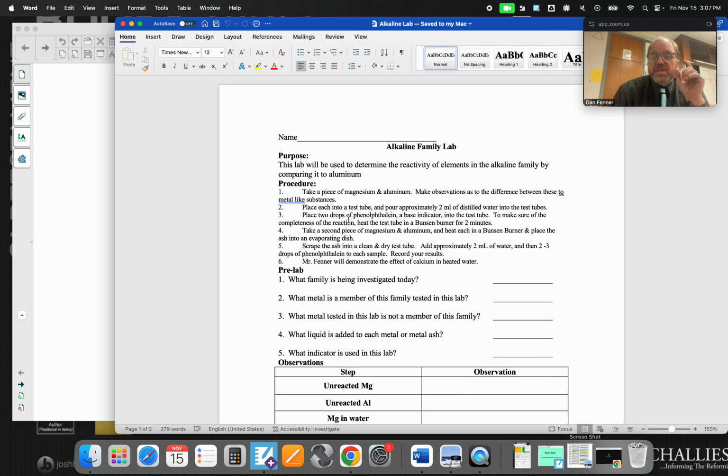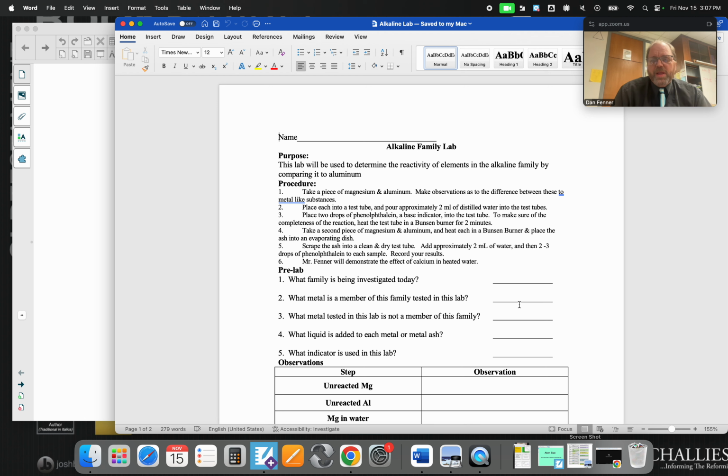First, we're going to put them into a test tube, add water, heat it, add phenolphthalein, and then see what happens. Then we're going to ignite or heat them both up, take the ash, and do the same thing. I'll also do calcium. The reason I do calcium instead of having the students do it is that it's a little more violent reaction.